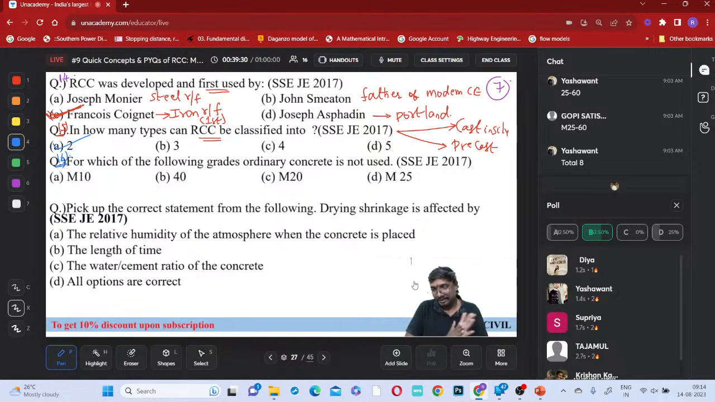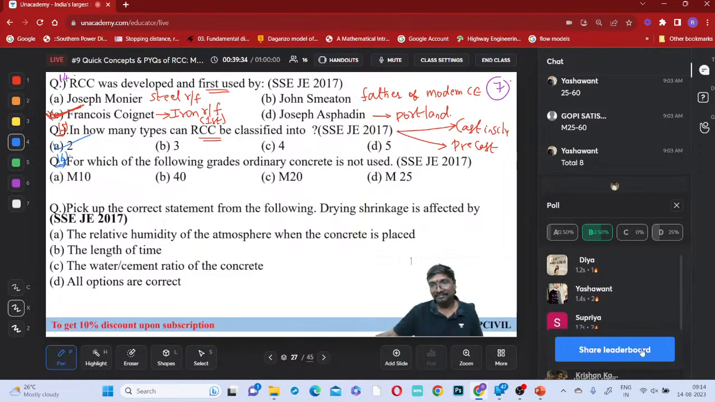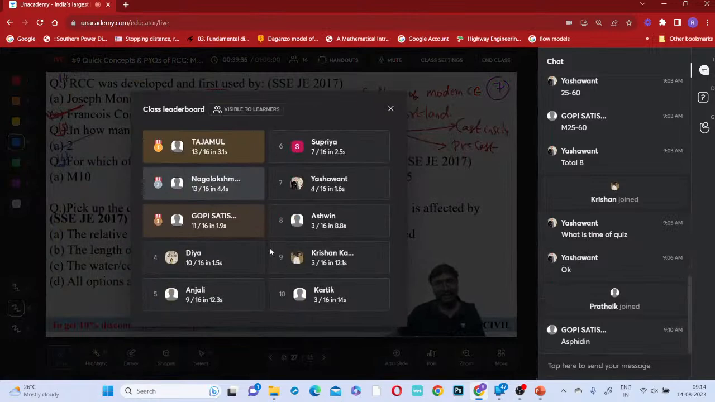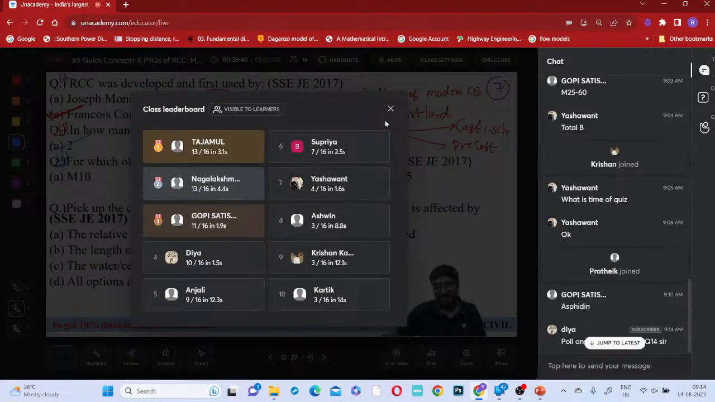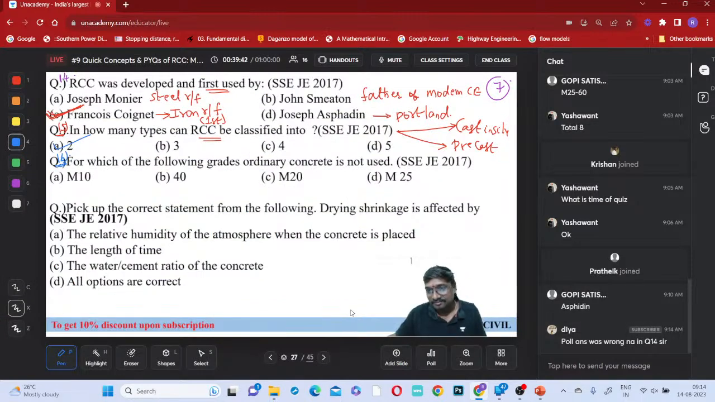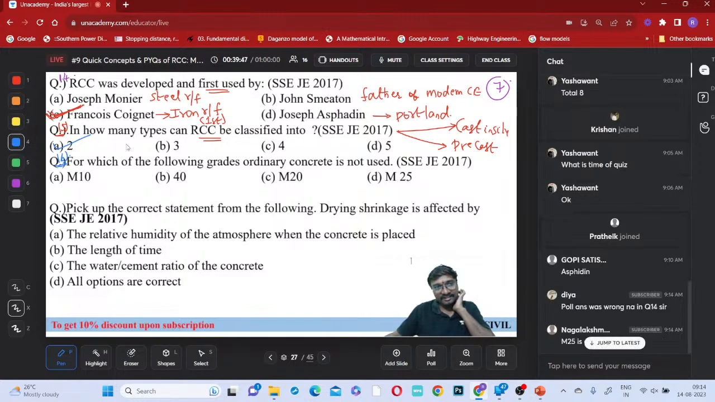Yes, absolutely. Correct, NI. Tajamal first, Nagalakshmi second, and Gopi third. Question number 14, the poll answer was wrong. So for which of the following grades is ordinary concrete not used, right? This is your ordinary, this is your ordinary, this is also your ordinary, right? And this is your standard, you can say, right? Option B is the correct answer.